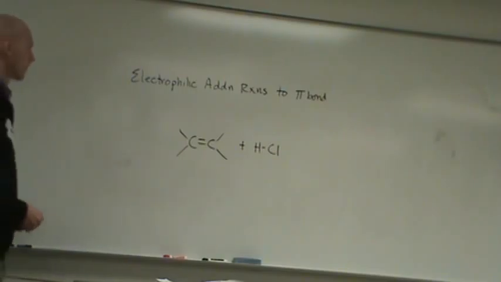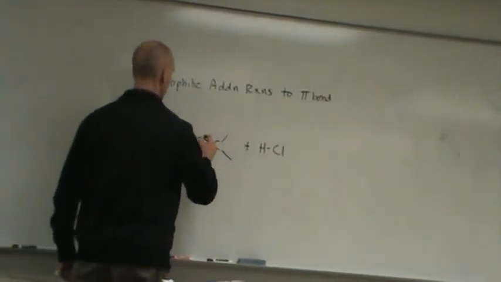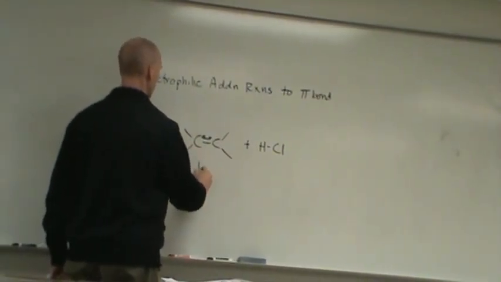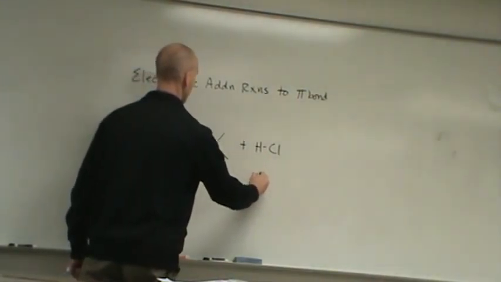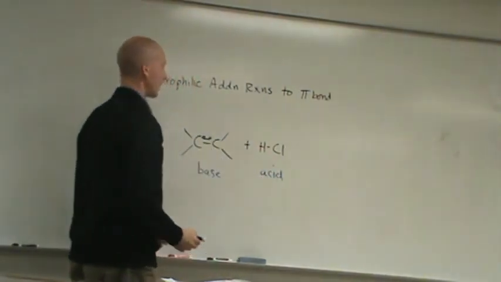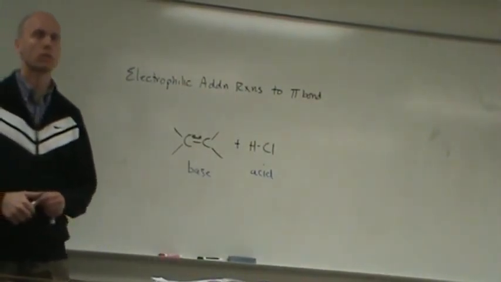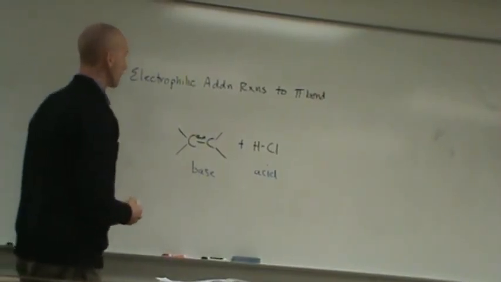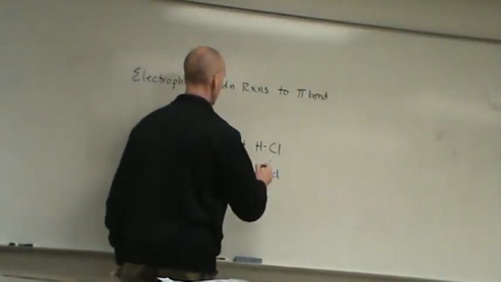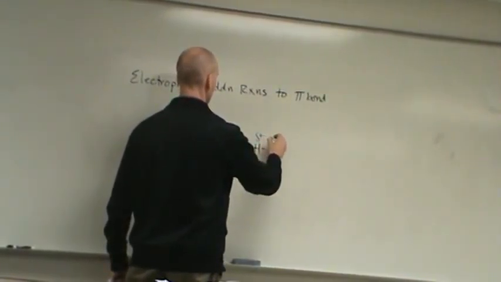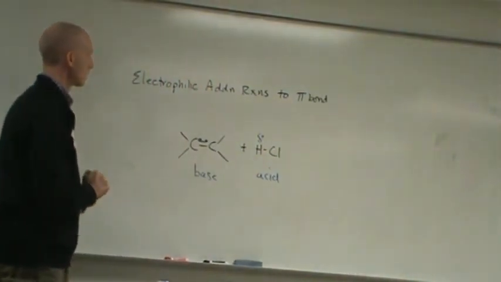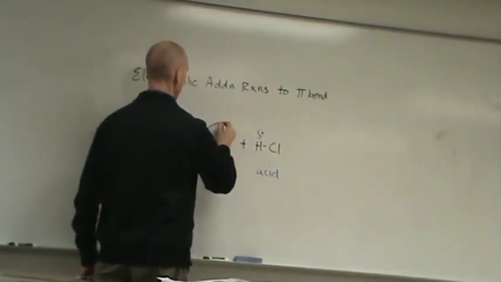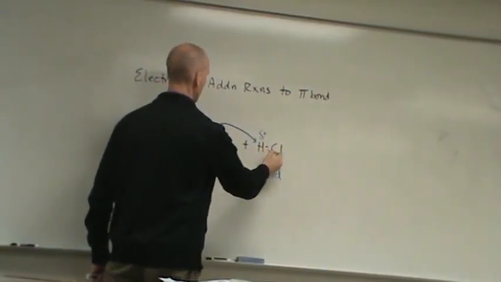That thing can act as a base. Let's bring in an acid. Makes sense? That's what it will want to react with, an acid. So here, let's come back again and draw our gigantic lone pair. Base and acid. So where's that gigantic lone pair going to attack? What part of it? The hydrogen, delta plus.